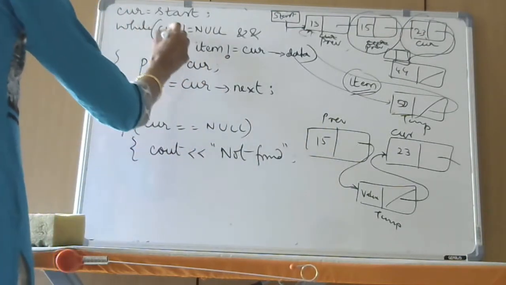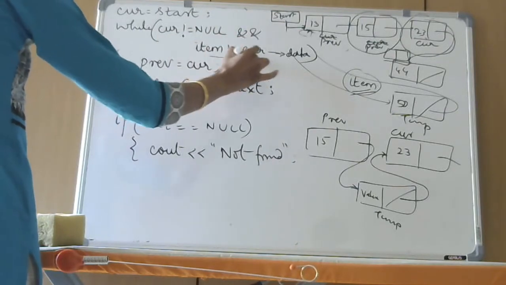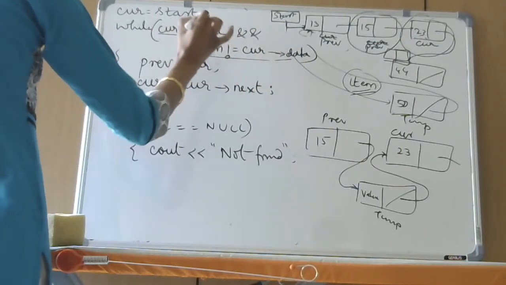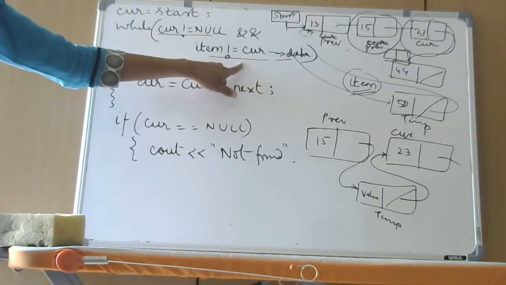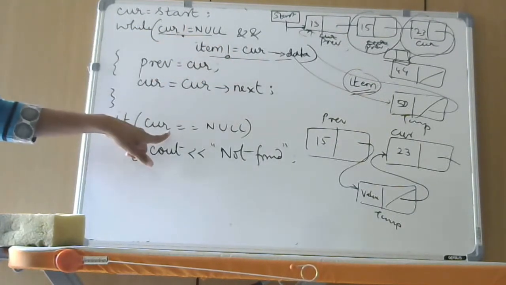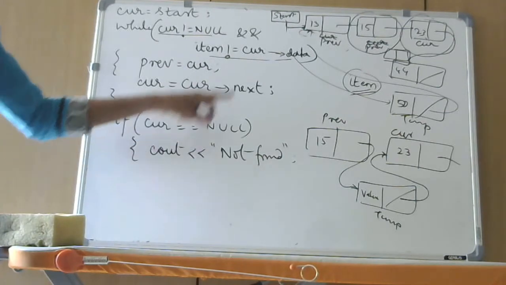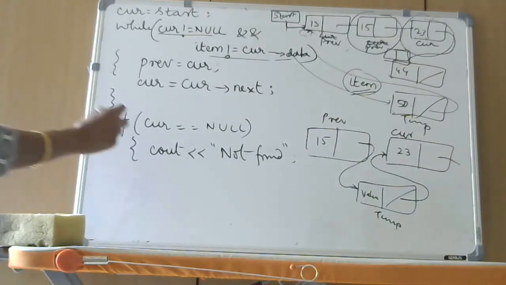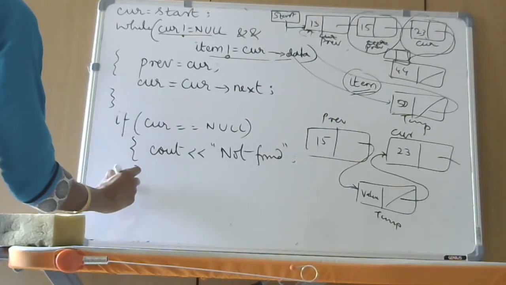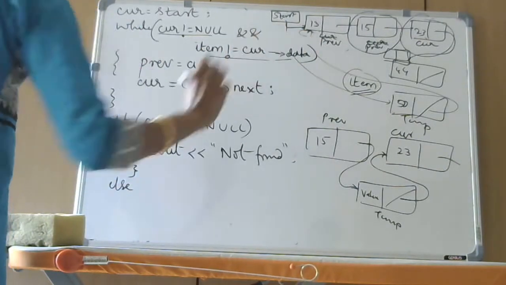Are you getting me? When we come out of this loop, either this condition is not satisfied or this is not satisfied. That means either current becomes null or item becomes equal to current of data. I am checking for the first case now. If current is null, that means you arrive at the last node, which means your item is not present, so you can't insert before that. Else, what's the next condition? Item is equal to current of data.